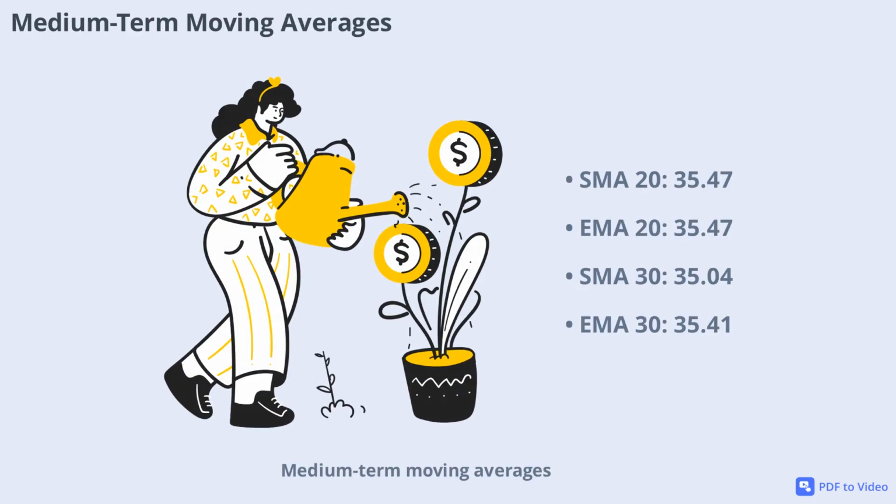Medium-term moving averages, such as the 20-day and 30-day SMAs and EMAs, offer a broader perspective on the stock's trend. COWG's 20-day SMA and EMA are both at 35.47, while the 30-day SMA is at 35.04 and the EMA is at 35.41. These averages are clustered closely around the current price, suggesting a period of consolidation. This alignment often signals indecision in the market where neither buyers nor sellers have a clear advantage. It's important to watch for a breakout from this range to determine the next directional move.